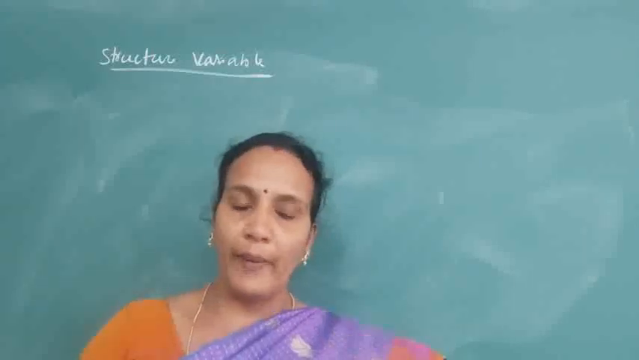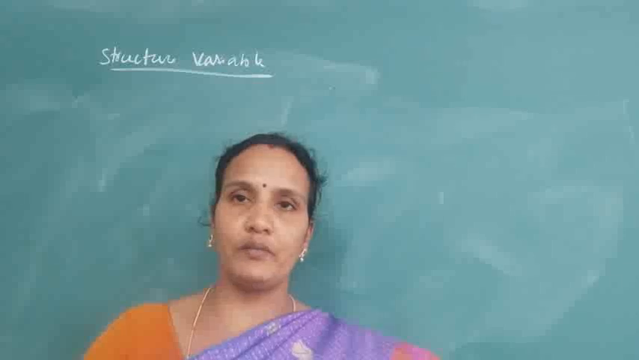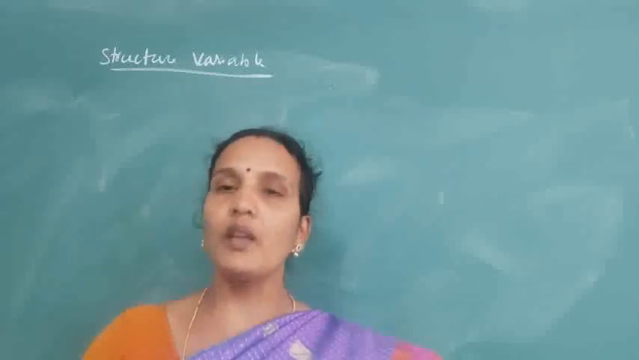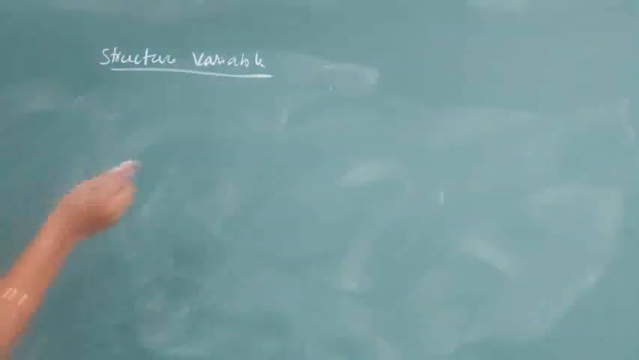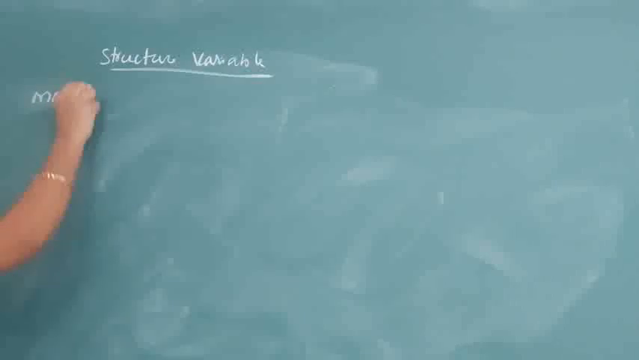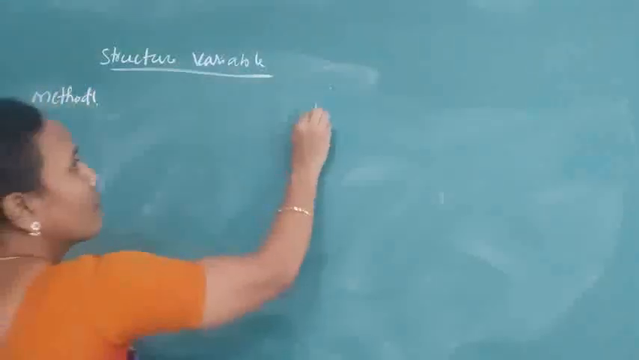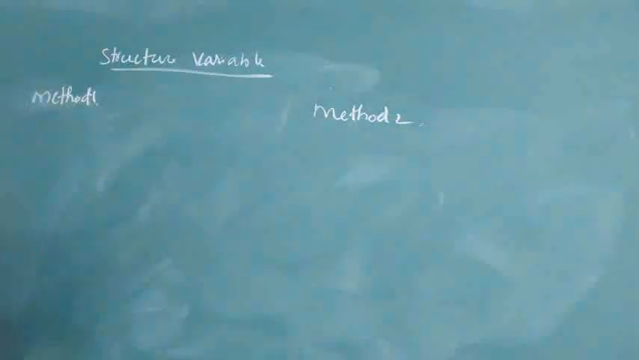One is before the main method, immediately after the structure declaration. The second one is inside the main method. So here we can declare structure variables in two ways: method 1 and method 2. See the example.